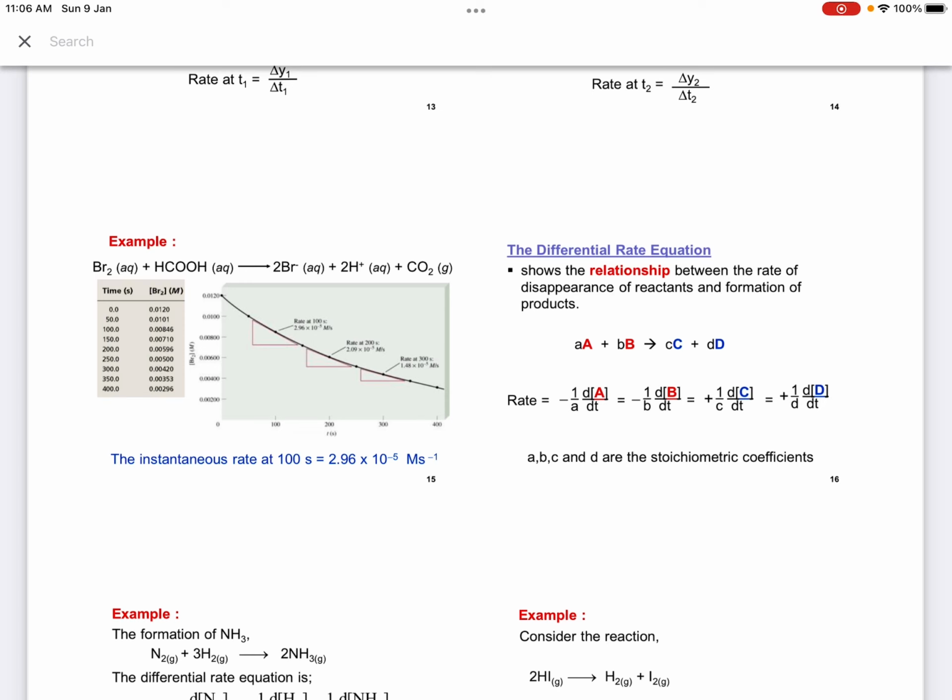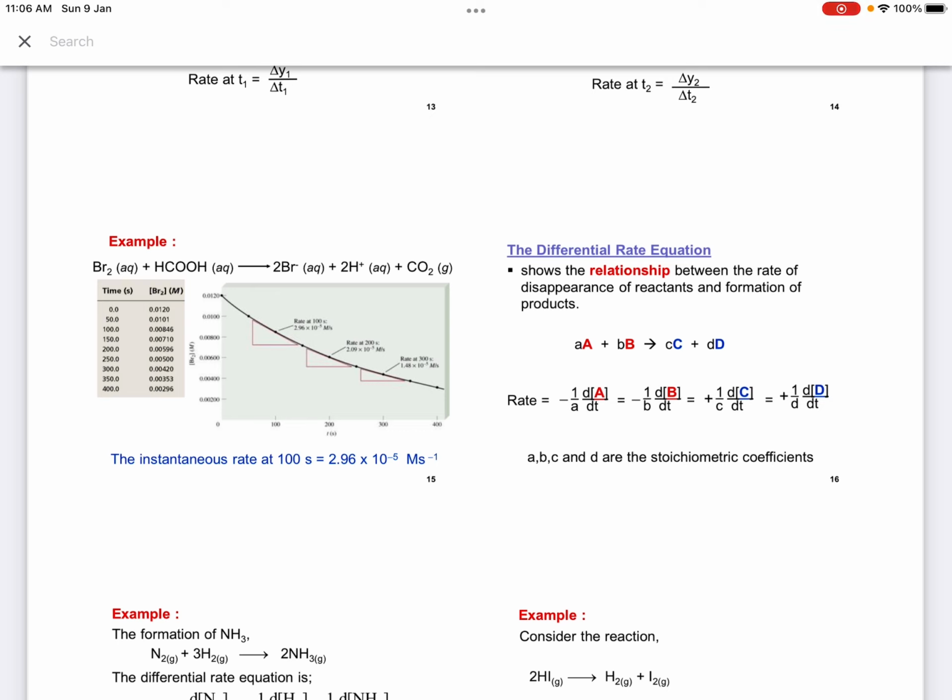From the graph, we can see the instantaneous rate decreases because we are drawing the concentration of reactant versus time. Obviously, you can see the rate decreases. Now the differential rate equation, this is the PSPM question. The first graph was just an introduction. The PSPM question begins with the differential rate equation, which shows the relationship between the rate of disappearance of reactant and formation of product.